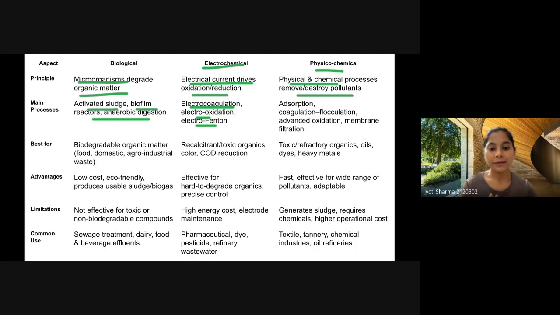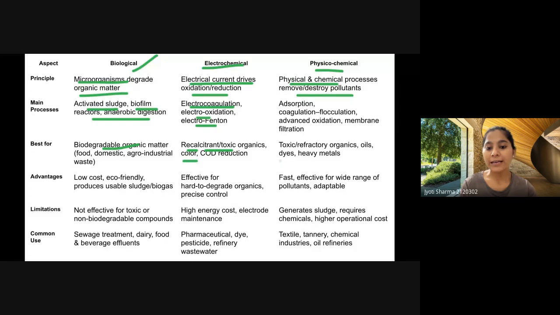Right? And we can apply different methods based on different types of wastewater. So for example, if we do have biodegradable organic matter in the wastewater, then the biological method is more appropriate. Okay, if we do have toxic organics that are not degradable, and even if that is giving you color, then we can use the electrochemical method to remove the organic matter from the wastewater.